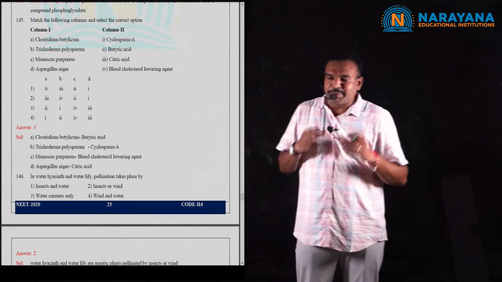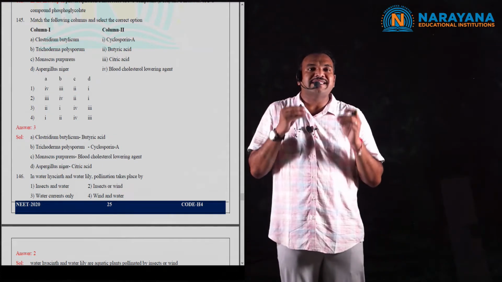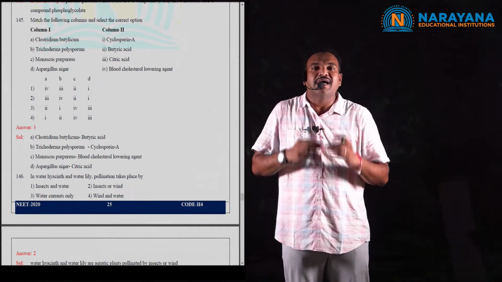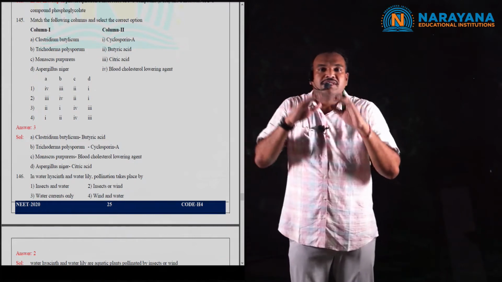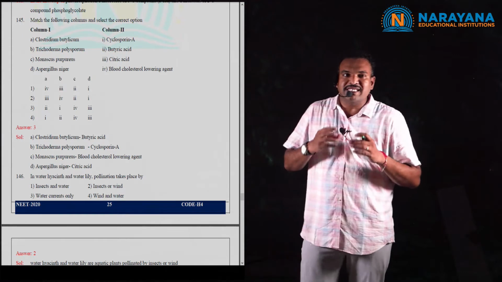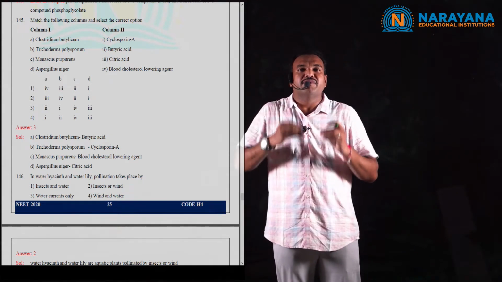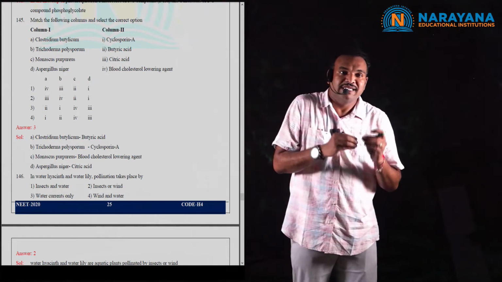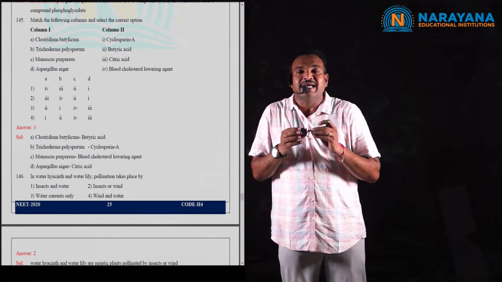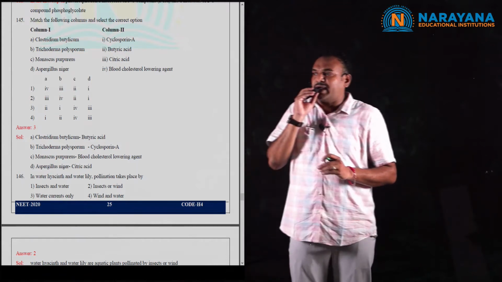Trichoderma polysporum produces a bioactive molecule, that is cyclosporin A, that is used as an immunosuppressive drug in patients who underwent organ transplantation to suppress the immune system. And next one is Monascus purpureus. It produces a bioactive molecule, that is statin. Statin is a bioactive molecule which is useful for reducing blood cholesterol. That means it is not directly reducing the blood cholesterol. It acts as a competitive inhibitor to inhibit the enzyme which is responsible for synthesis of blood cholesterol.